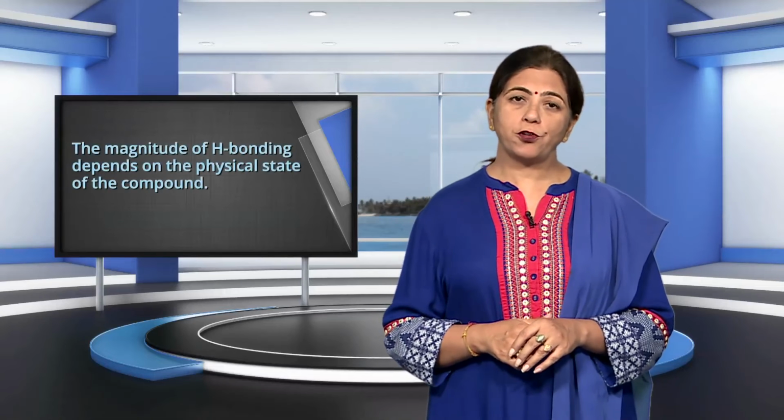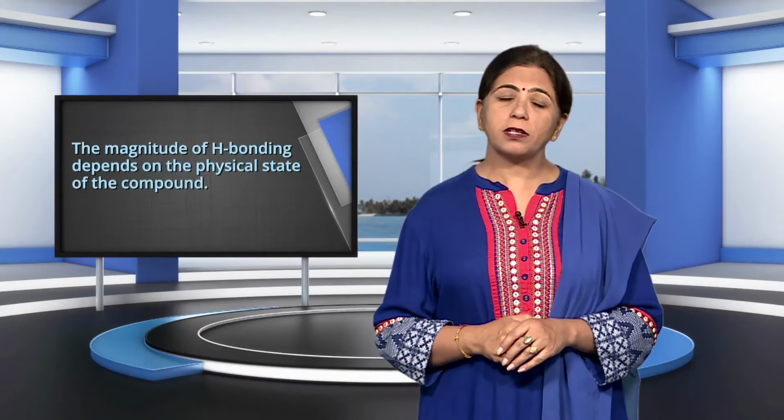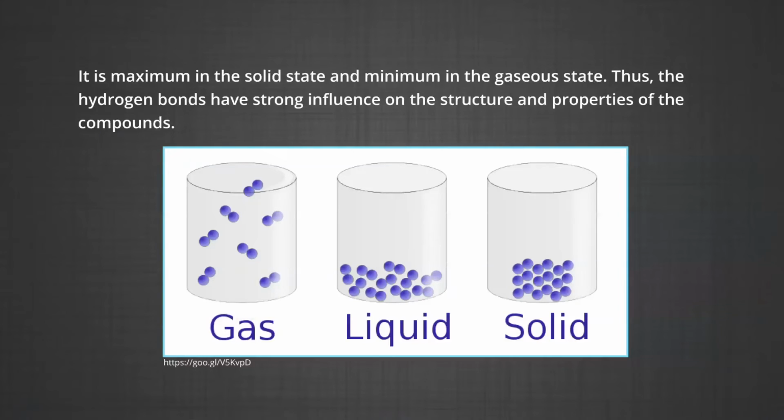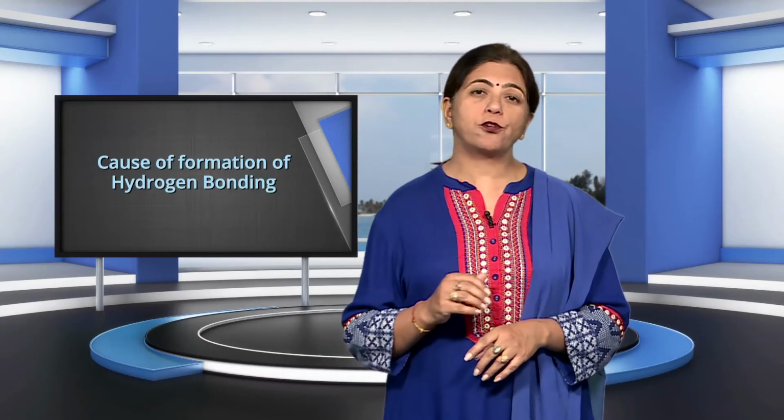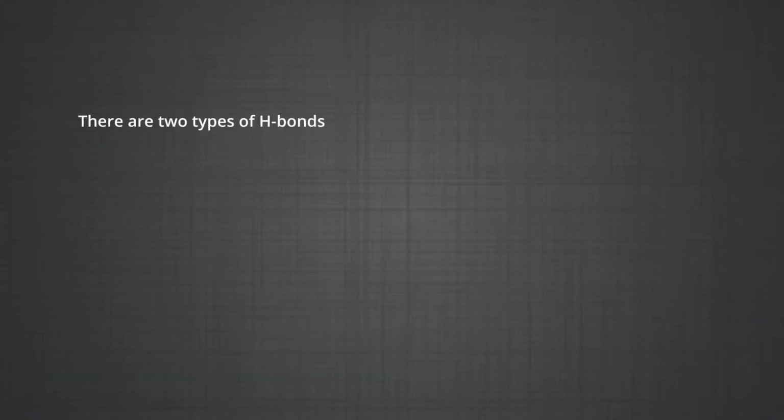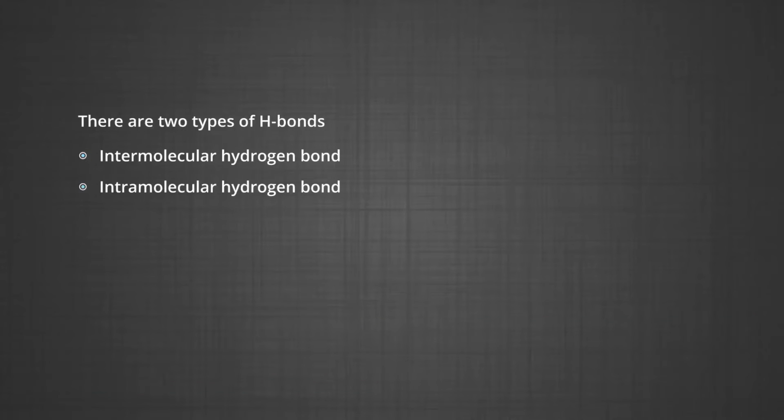The magnitude of hydrogen bonding depends on the physical state of the compound. It is maximum in the solid state and minimum in the gaseous state. Thus, hydrogen bonds have a strong influence on the structure and the properties of compounds. You will come across many questions which will be based on hydrogen bonding. Now, let us discuss the types of hydrogen bond. There are two types of hydrogen bonds. The first one is the intermolecular hydrogen bond. The second one is the intramolecular hydrogen bond. Let's discuss each one by one.